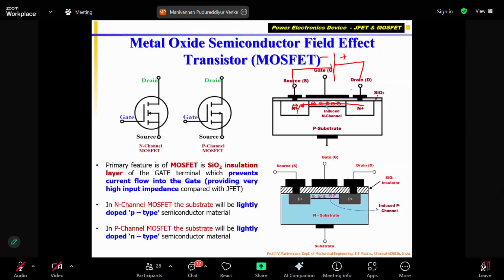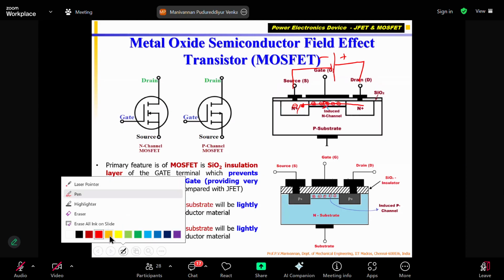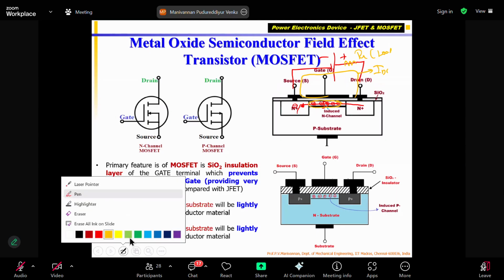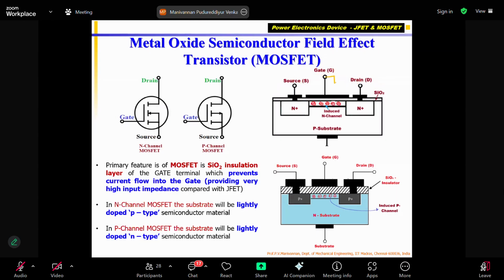So then electrons are moving in this direction. I told you the opposite direction is the current flow. This is what we call IDS. Now if I connect a load resistor RS, then I say that load current is flowing when the channel is formed. To form the channel, I have to supply a positive voltage to the gate. We call it VGS.